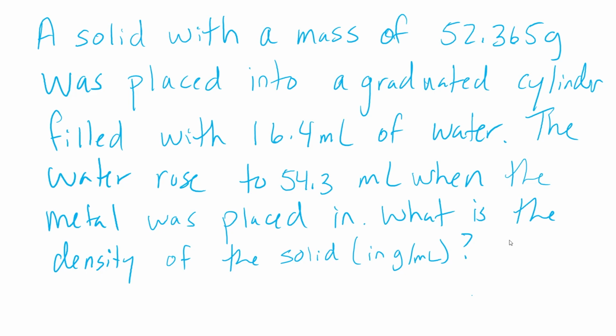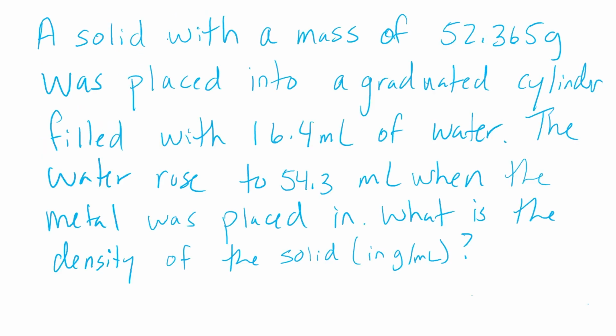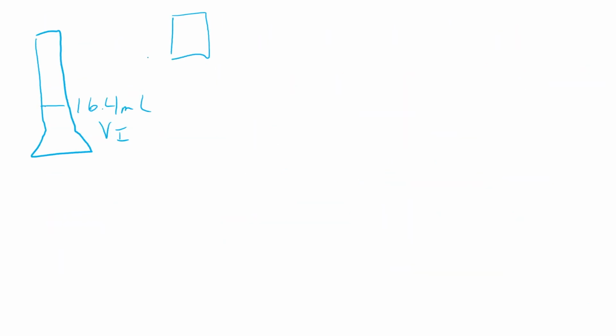So let's take a look and see what we've got going on in this problem. If we sketch it, we have a graduated cylinder here, award-winningly drawn, and it has a volume of 16.4 milliliters to begin with. That is our initial volume. We also have a solid here, also known as a square. 52.365 grams is that guy.